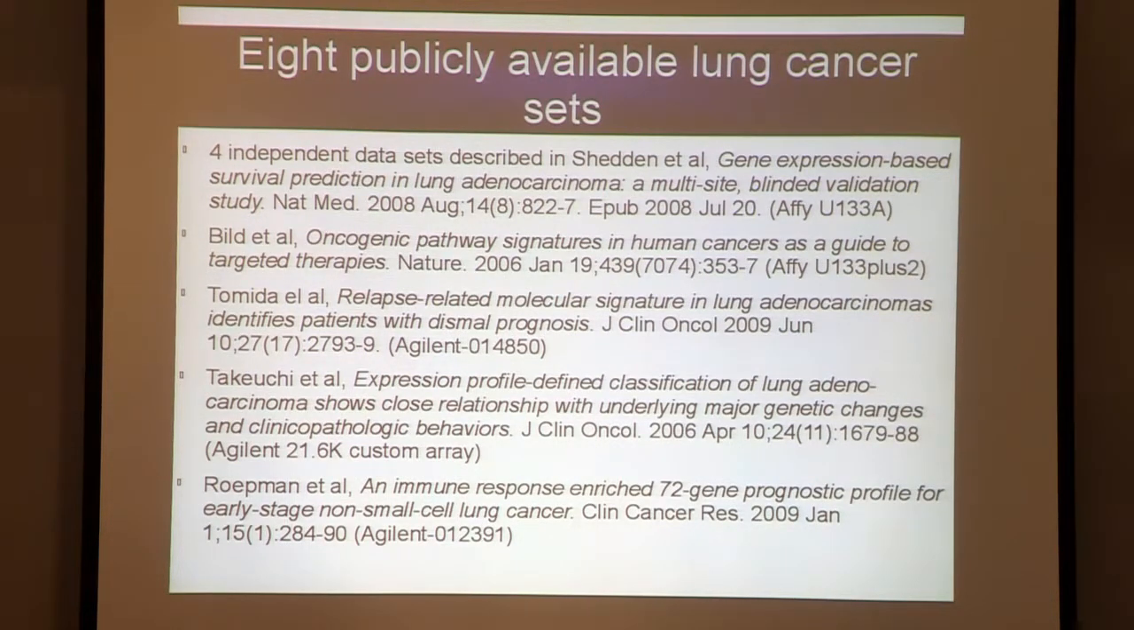So what data do we have? There are 8 publicly available lung cancer data sets. There may actually be more, but these 8 are the ones that we used. There are 4 independent data sets that are described in this publication by Shedden et al. I lost my mouse pointer again. There's another one by Build. These 5 data sets were measured on Affymetrix platforms, but not the same. And then there are 3 Agilent data sets from 3 different groups.